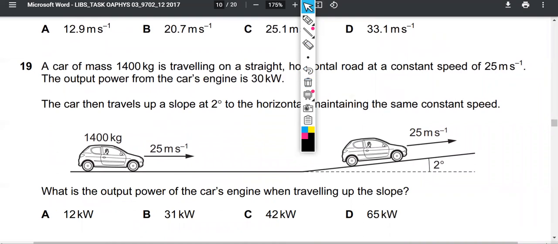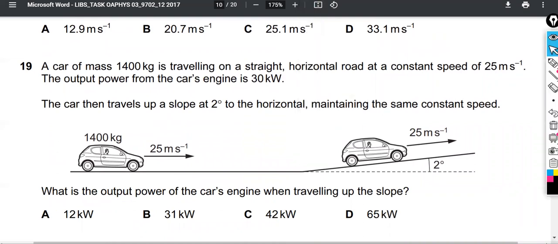So this one says, a car of mass 1,400 kilograms is traveling on a straight horizontal road at a constant speed of 25 meters per second. The output power from the car's engine is 30 kilowatts. The car then travels up a slope at 2 degrees to the horizontal, maintaining the same constant speed.